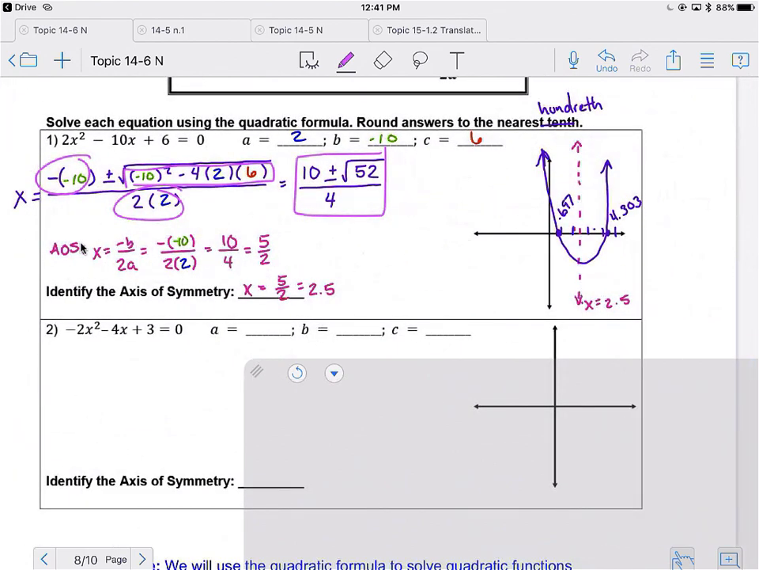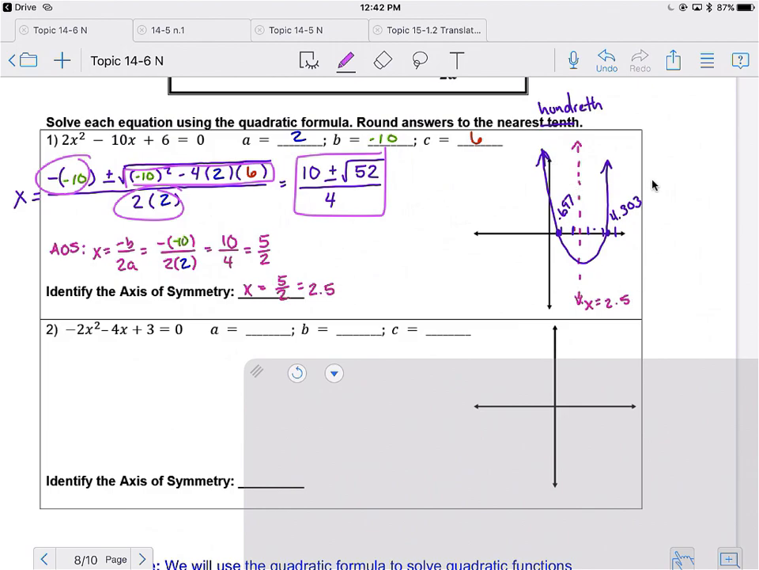Our axis of symmetry. Remember, this is also on your formula chart. x equals negative b over 2a. So negative b, so negative 10 over 2 times a, which is 2. So this reduces to 10 over 4, which reduces to 5 over 2. So x is 5 over 2, or 2.5.